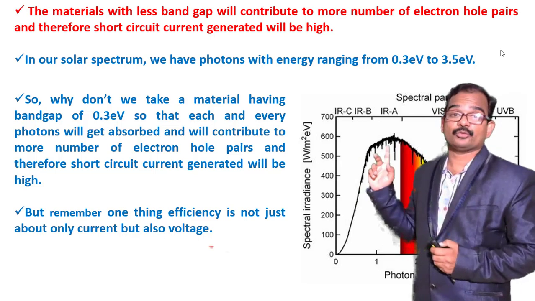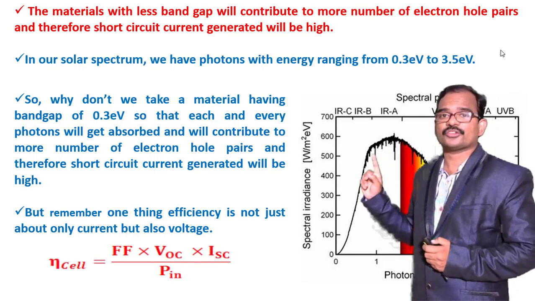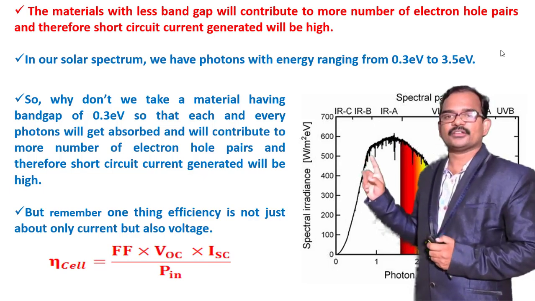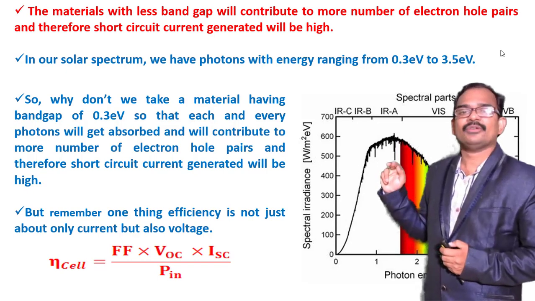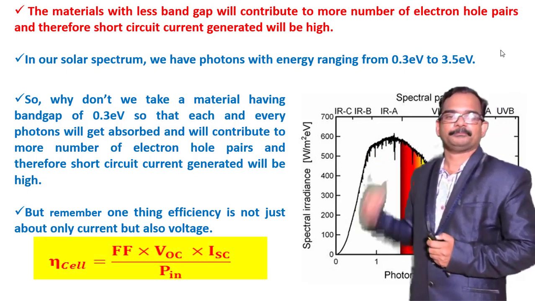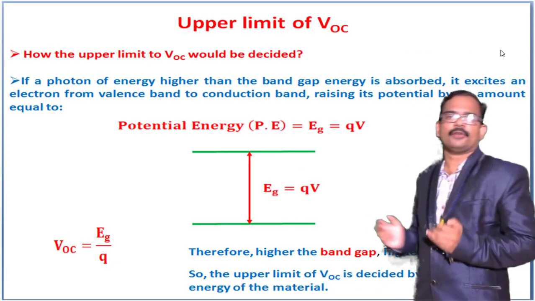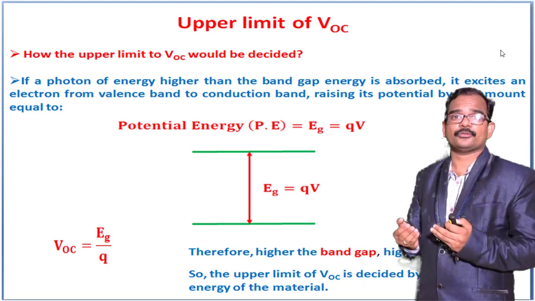But one thing we have to remember: efficiency does not depend only on the short circuit current. It also depends on two other parameters, that is open circuit voltage and fill factor. Now let's discuss the open circuit voltage. What is the upper limit of open circuit voltage, and how would this upper limit be decided?